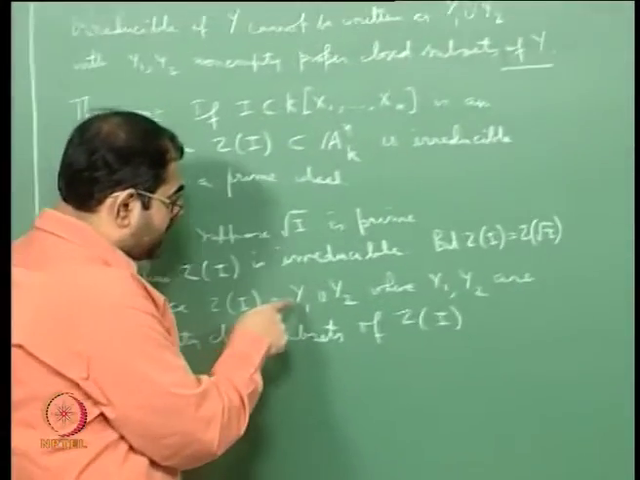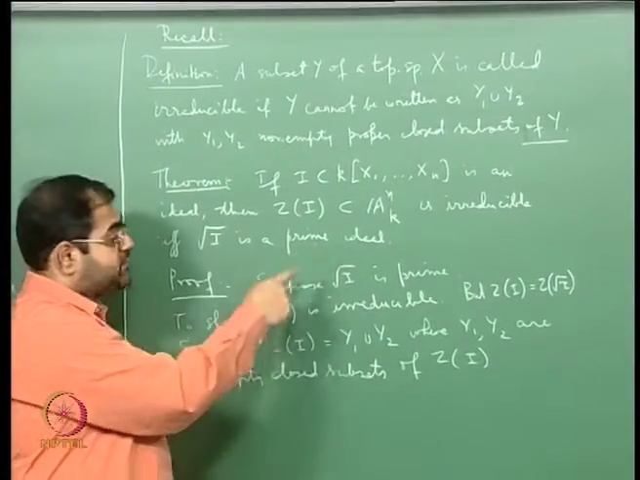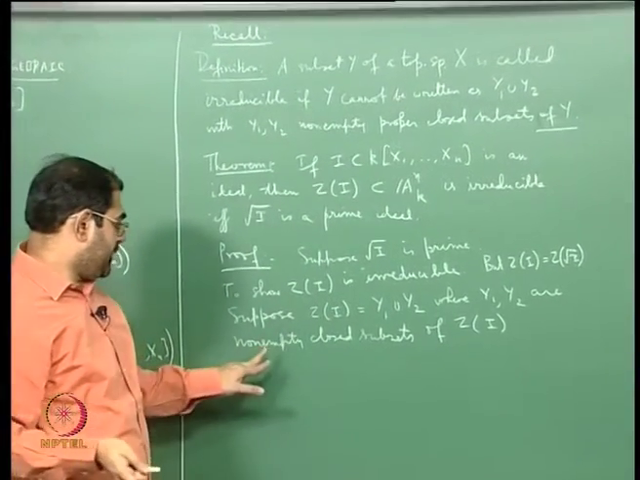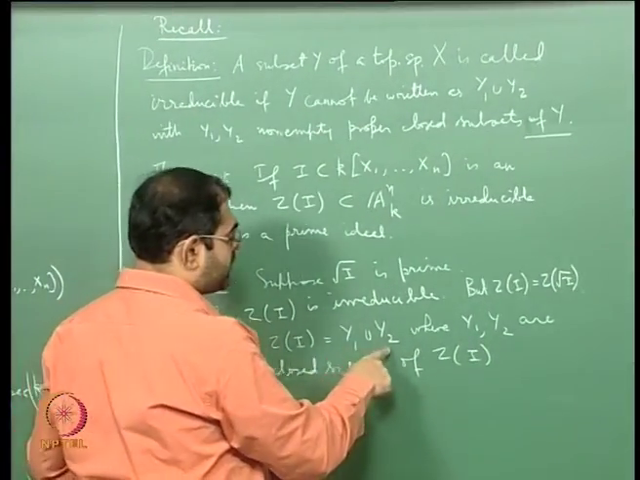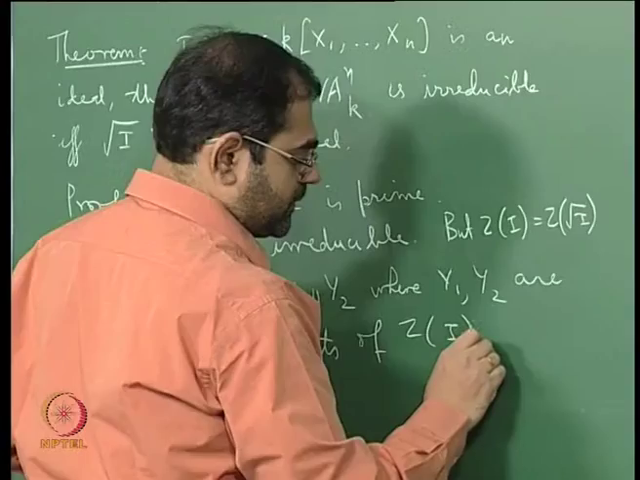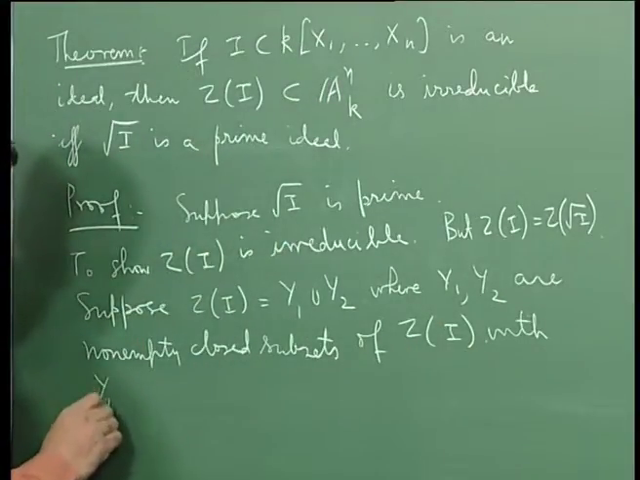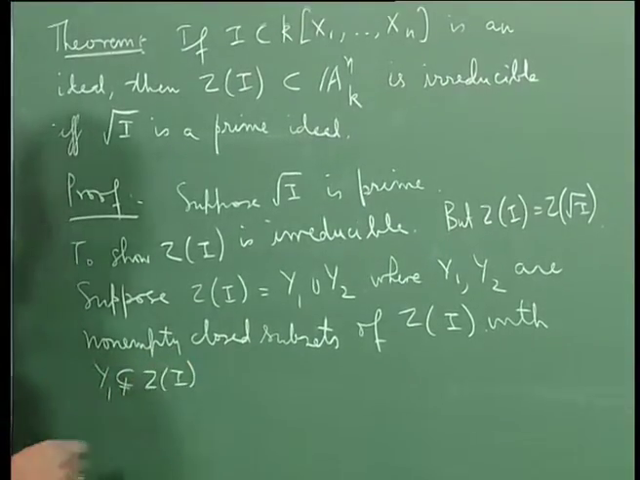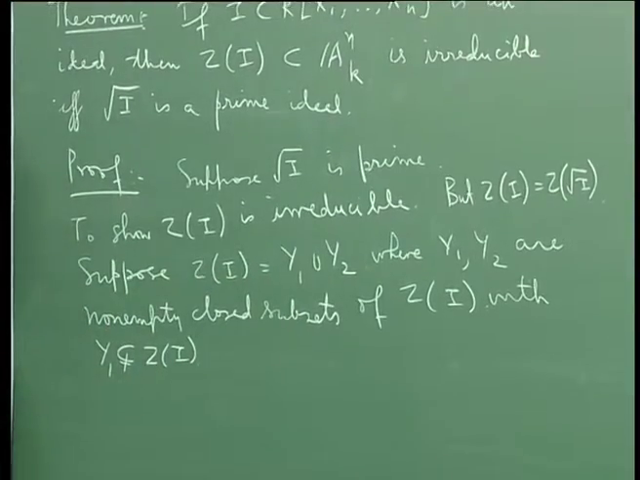So what this tells you is that Y1, which is supposed to be the intersection of Z(I) with a closed subset of X, is itself a closed subset of X. Let me stress that suppose Z(I) is Y1 union Y2 where Y1, Y2 are non-empty closed subsets of Z(I), with Y1 a proper subset of Z(I). Of course I will then try to prove that Y2 is equal to Z(I), in other words that Y2 is not proper.